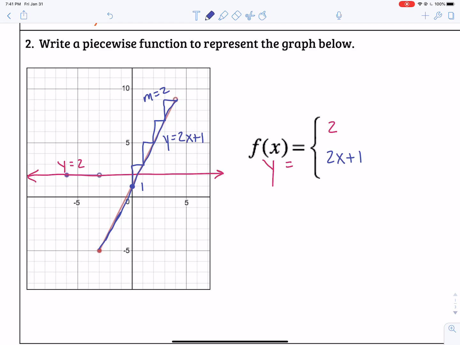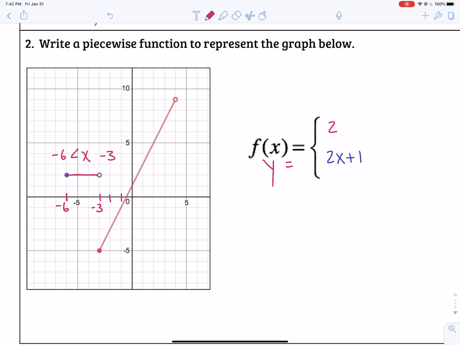And then we want to decide what part of the domain is represented by that part of our function. So we go back and take a look, and y equals 2 is between negative 6 and negative 3. So let's say x is between negative 6 and negative 3. It's greater than or equal to negative 6 and it's less than negative 3. It's equal to negative 6 because that dot is solid, and it's not equal to negative 3 because that endpoint is open. So I'm just going to transfer that over here to my function now.